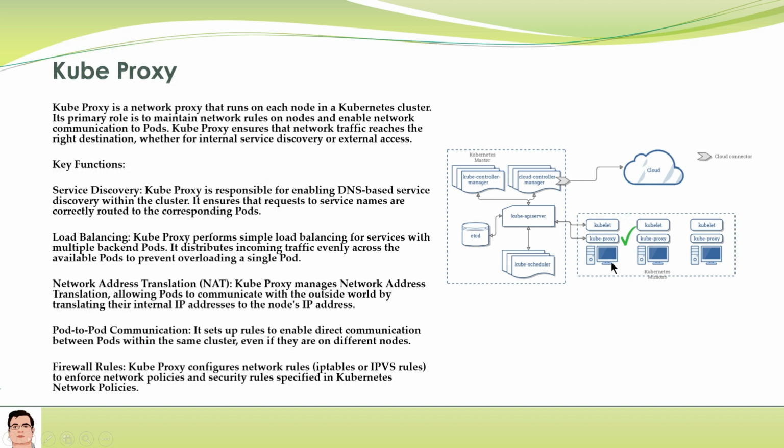Kube-proxy is used for any type of network communication within a node and between two nodes. Kube-proxy is a network proxy that runs on each node in the Kubernetes cluster. The key functionality is service discovery, load balancing, network address translation, pod-to-pod communication, and firewall rules. Kube-proxy configures network rules, IP tables or IPVS rules, to enforce the network policies and security rules specified in the Kubernetes network policies.